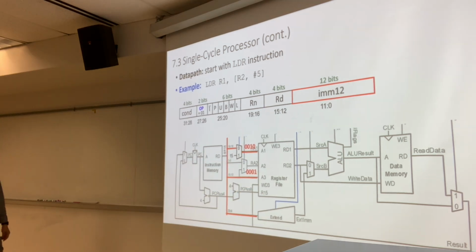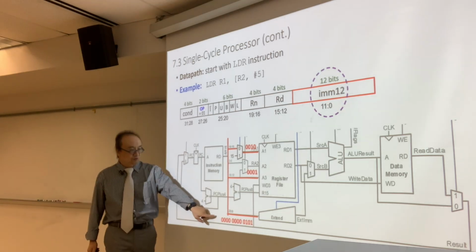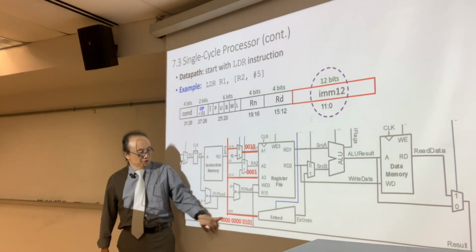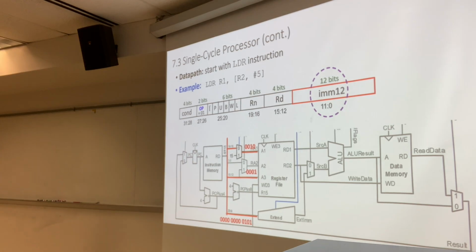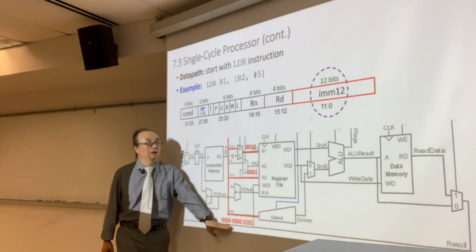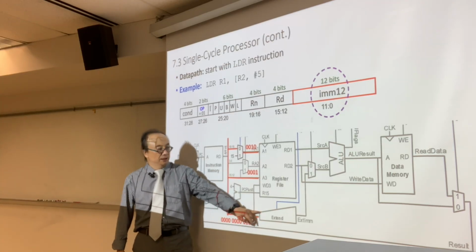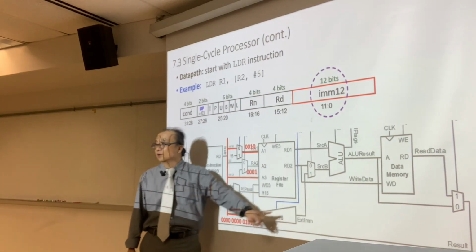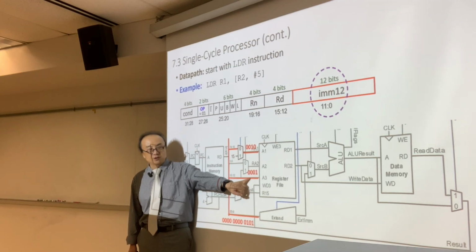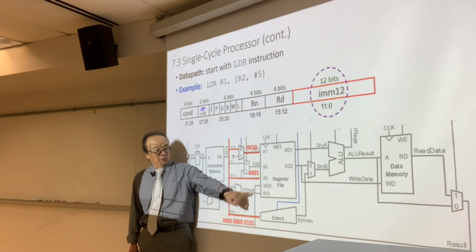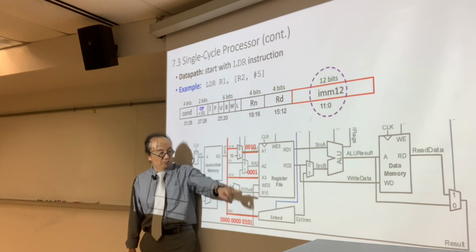Now for the immediate, we have a 5. So 000, all those 0s, and then the last 4 digits are going to be 0101. So we fit it in 12 bits, extended, and then the output should be 32 bits. Okay, we're going to put a whole bunch of zeros in front of it. Register 1 is waiting for the values coming from the main memory.